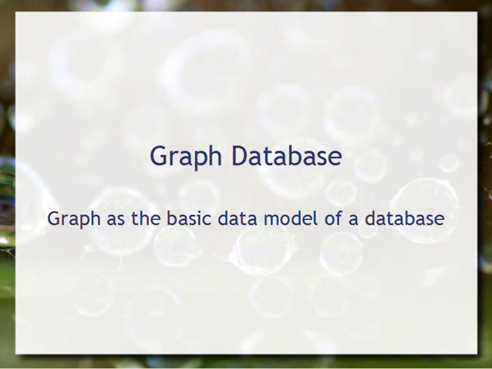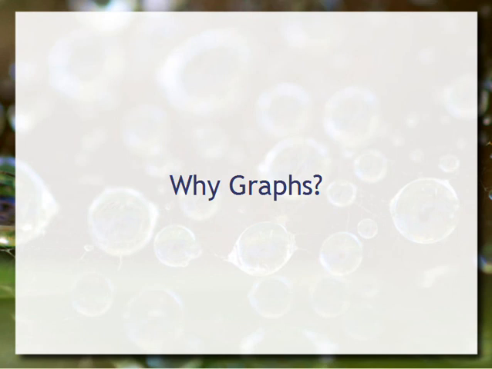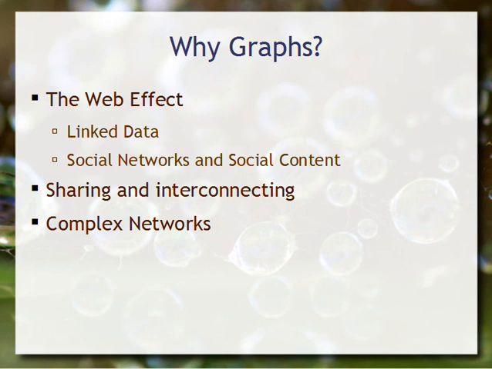A quick introduction: a graph database is one where the graph is the basic data model of the database. If I store graphs as they are, this is a graph database. And why graphs? Why are graphs important? This is one thing which is important to understand, and I have several reasons to convince you that graphs are now highly important. I'll talk about the web effect, sharing and interconnecting, and complex networks.